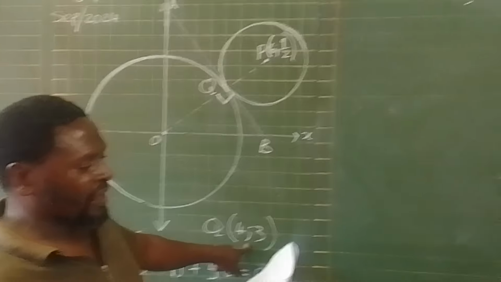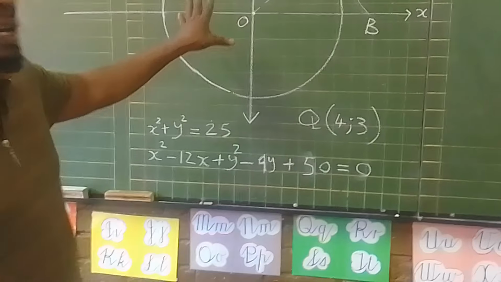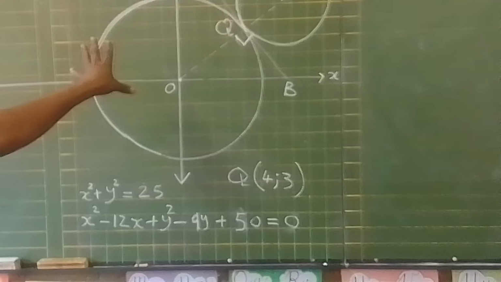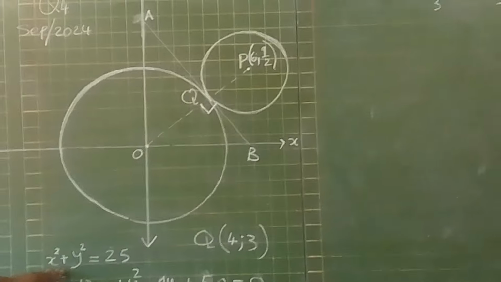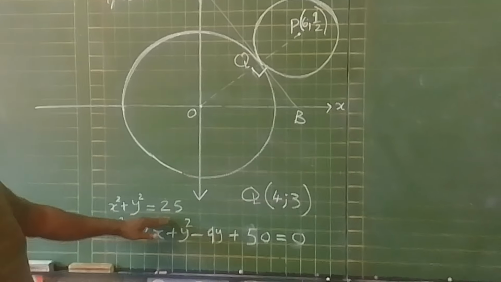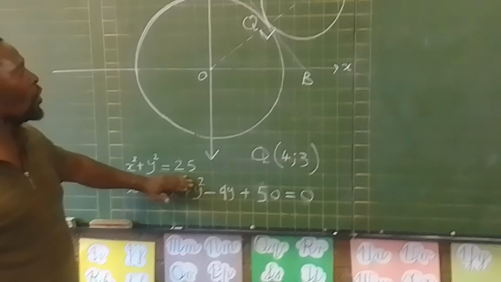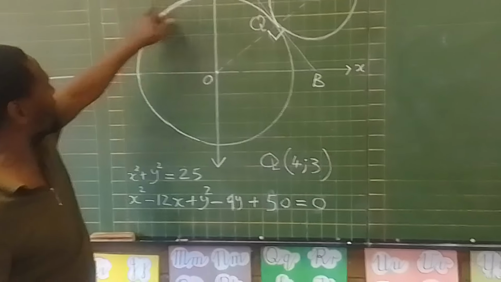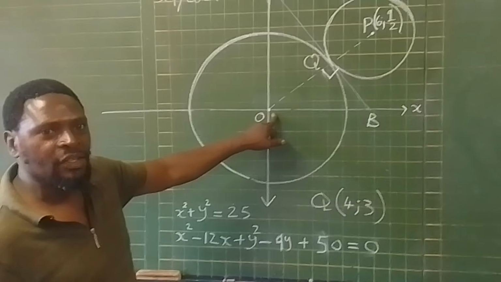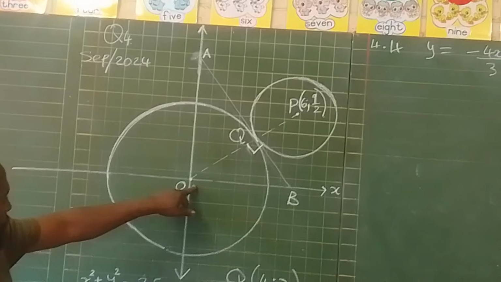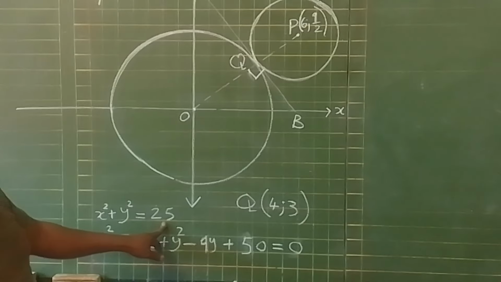The second has the following equation: x squared plus y squared is 25, and x squared minus 12x plus y squared minus 9y plus 50 is equal to 0. Do not panic when you have a question like this, grade 12. You know that this is x squared plus y squared equals 25. This is from the origin, so the center is at the origin. So you have r is 5.